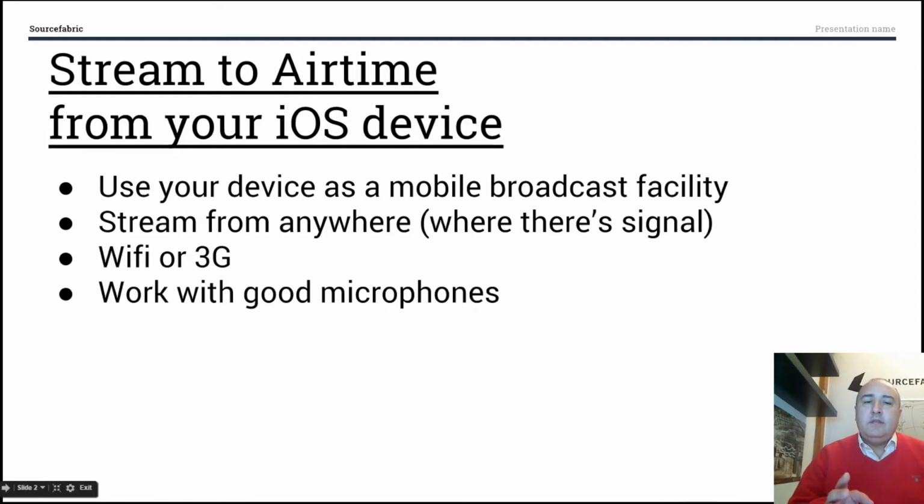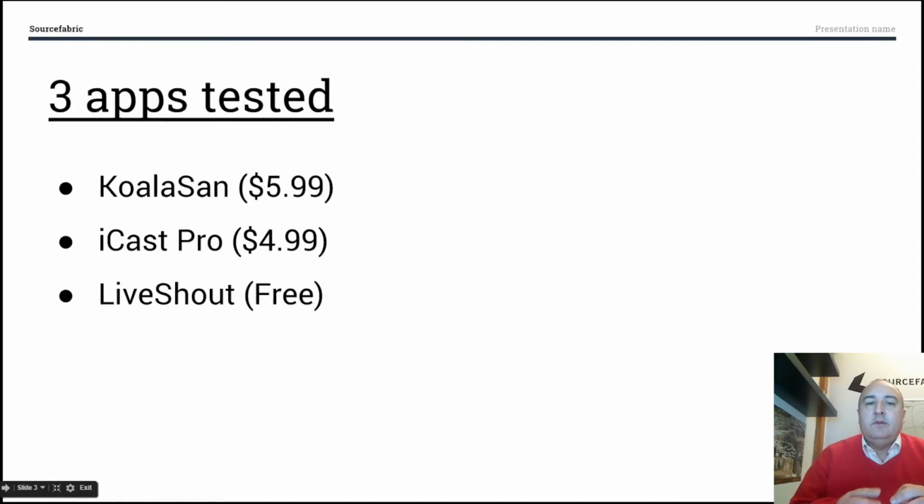So while they don't make Papaya Broadcaster anymore, there are three that I tested and I want to talk about today. The first one is called Koala San. That costs $5.99 US. iCast Pro is the second one, which costs $4.99. And the third one that I tested is called LiveShout, which is free.